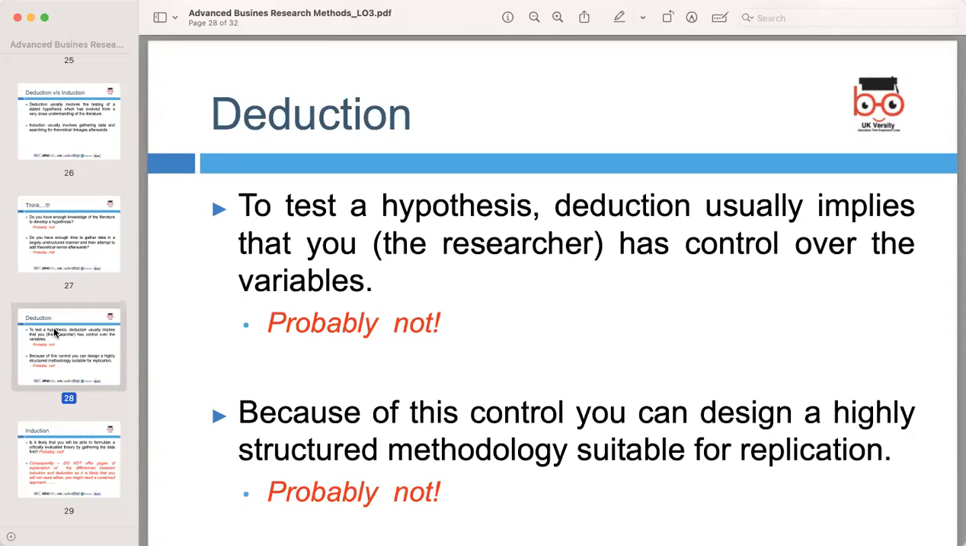guarantees this. The design of a highly structured methodology depends on various factors, including the nature of the research questions, available resources, and the specific field of study. Deduction can certainly be incorporated into a structured research design, but it is not the sole determinant of such a methodology.